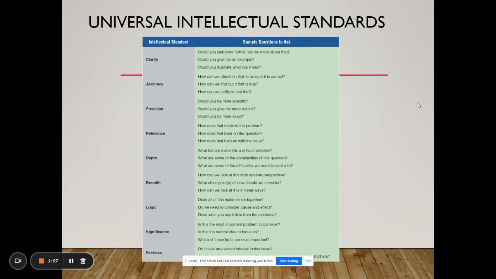Universal intellectual standards, there are 9 of them listed here: clarity, accuracy, precision, relevance, depth, breadth, logic, significance, and fairness. This chart is also in your textbook. These are some questions you could ask if you were trying to clarify or gain accuracy about something or hear the logic of something. So these are just some question stems that might help you if you are trying to accomplish any of these things.